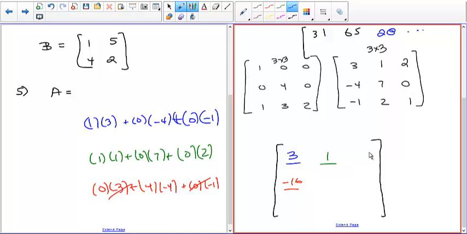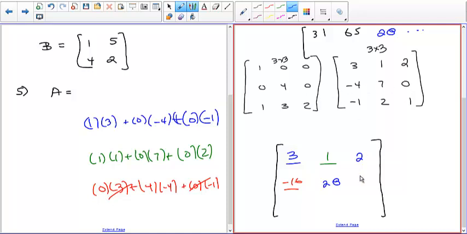First row, third column: you get 2 times 1 plus 0 times 0 plus 0 times 1. The only thing we get anything from is the 1 times 2, so that's 2. Second row, second column, that'll give you this one. You take 0 times 1 plus 4 times 7, which is 28, plus 0 times 2, which is 0. So the only one that is non-zero is 4 times 7, which is 28.